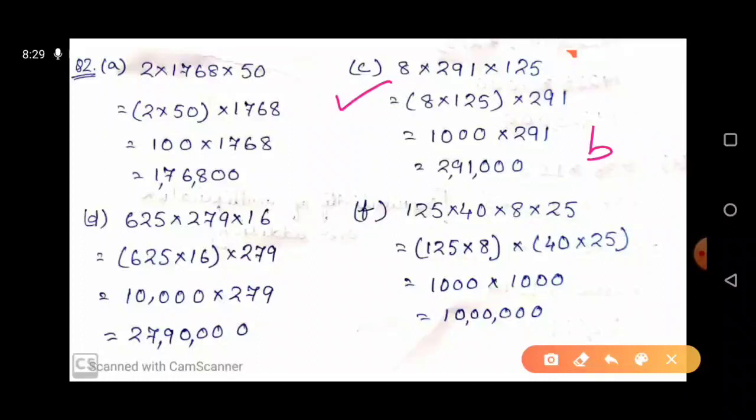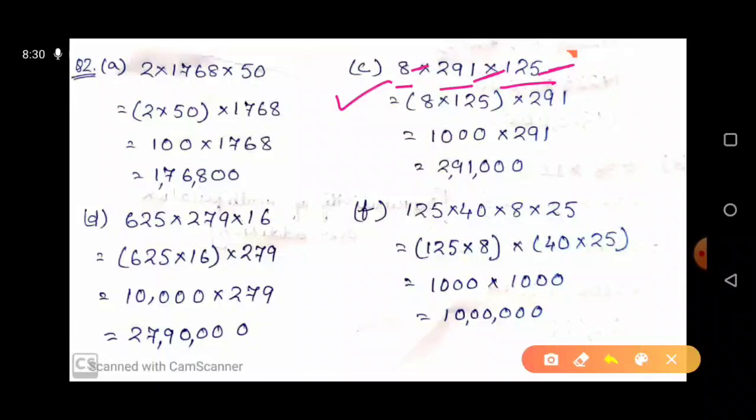Now see question number C. Here 8 into 291 into 125 is given. So from here take the digits given in the ones place. Here it is 5, here it is 1, here it is 8. Only 8 is given, so it is in the ones place. Now combine two digits. Where you get 0, you find that. If you take this 8 and 1, you will get 8, not 0. If you take this 1 and this 5, you will get 5, not 0.